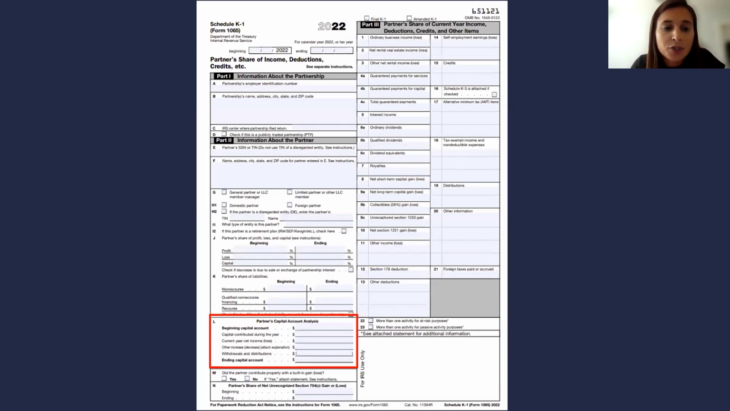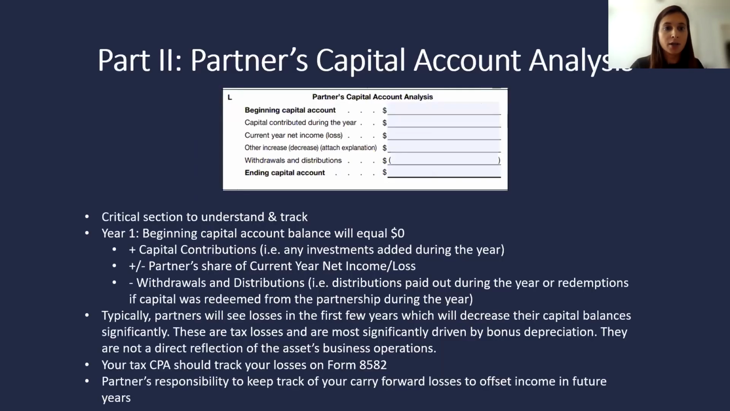Okay, now we're going to discuss one of the most important sections on the Schedule K-1, that is the Partners Capital Account Analysis section, Section L. It's a critical section to understand, and not only just understand, but to track. So if you're going to take ownership of anything in the section besides your personal information, it would be this section. So let's just walk through what we're doing here and then why it's important.